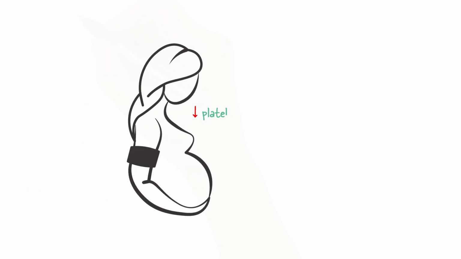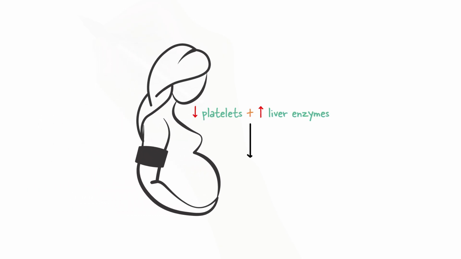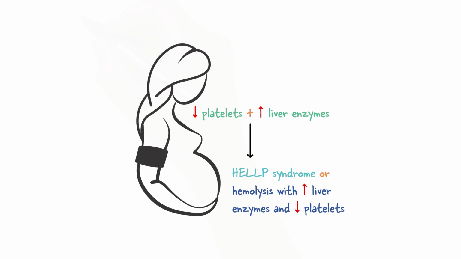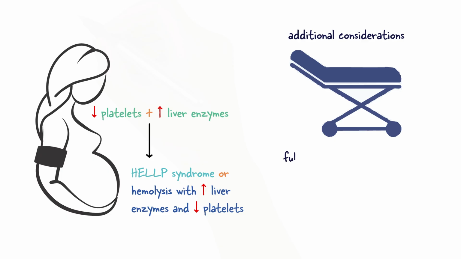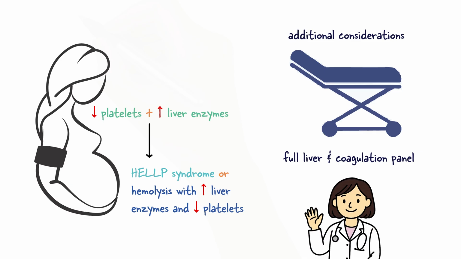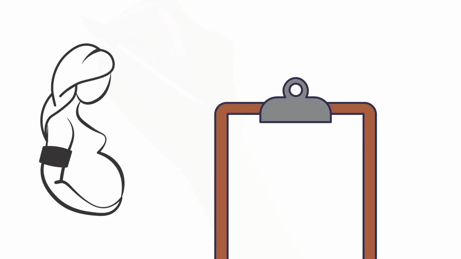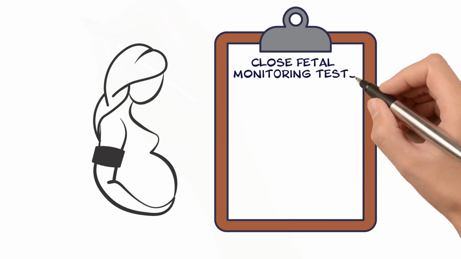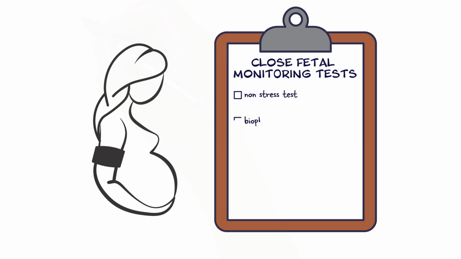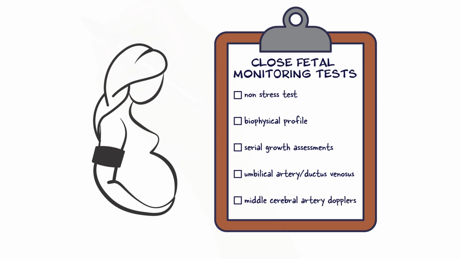When patients have low platelets and elevated liver enzymes, HELLP syndrome, or hemolysis with elevated liver enzymes and low platelets, is suspected. However, there may be additional diagnostic considerations in ill patients, and sending a full liver and coagulation panel should be considered in these cases with a thorough clinical assessment. Close fetal monitoring by obstetrics is recommended, where a number of tests can be obtained depending on the clinical scenario, including non-stress tests, biophysical profiles, serial growth assessments, umbilical artery and ductus venosus, as well as middle cerebral artery Dopplers.